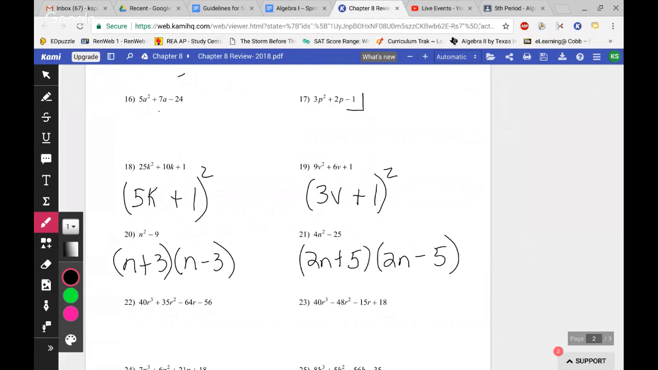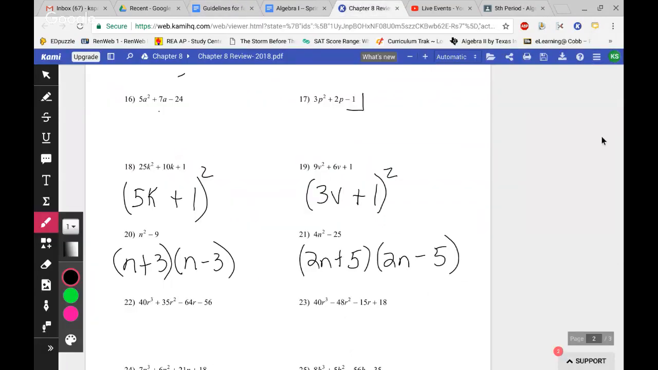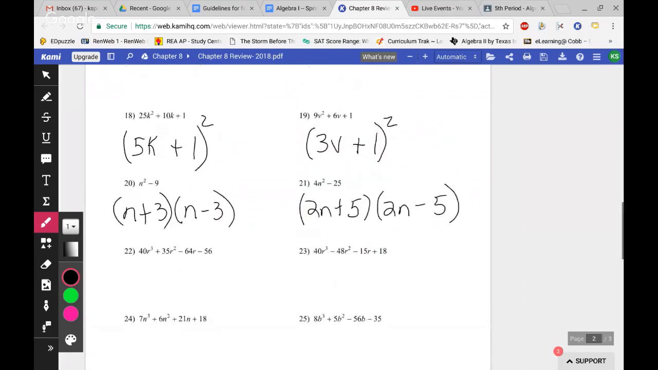Those four problems refer to step 2 in the guidelines for factoring polynomials that I had y'all write down yesterday. That's step number 2. That's what you're looking for in those types of problems. Okay? All right. Now, more fun with factoring. The last few are factoring by grouping.